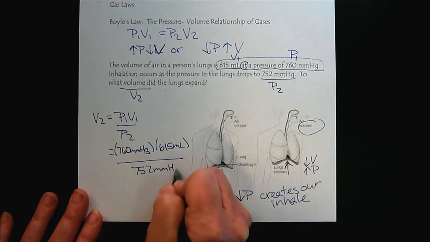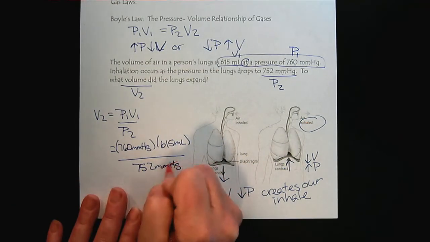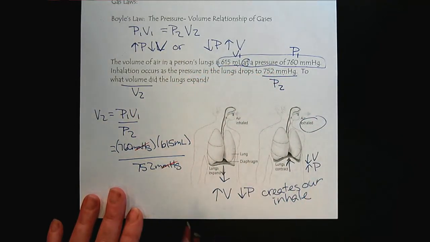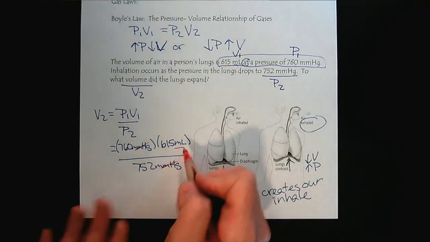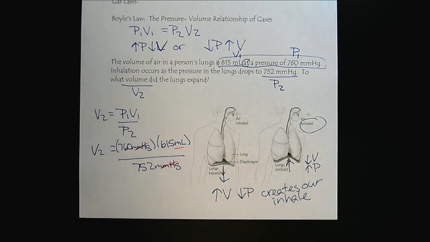752. Notice that the millimeters of mercury, the pressure units, cancel just like we would expect, and we're left with milliliters, which is a volume unit. So our calculation looks good. It's time to plug the data into our calculator and see what we get.